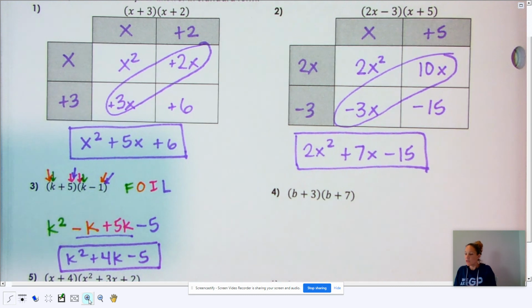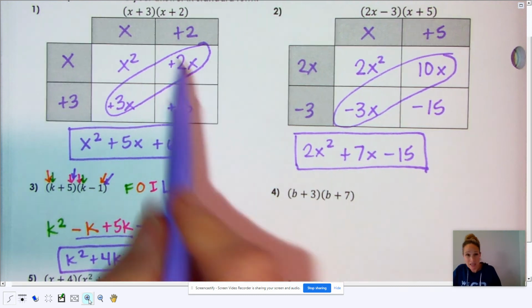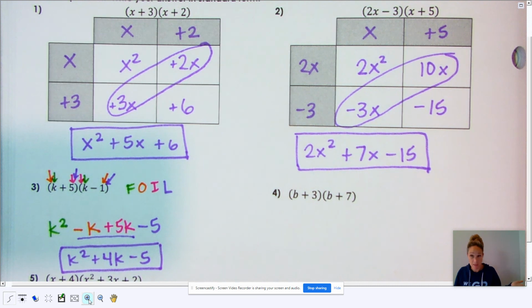Okay. And you guys, you could do this with the box. If you really like this box method, keep using that method. I'm just trying to show you guys several different ways to approach this.